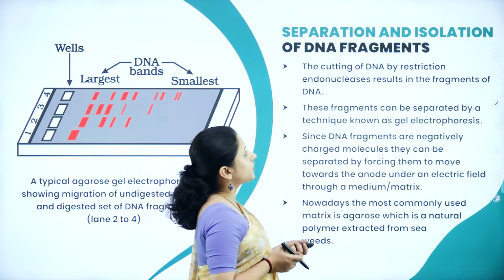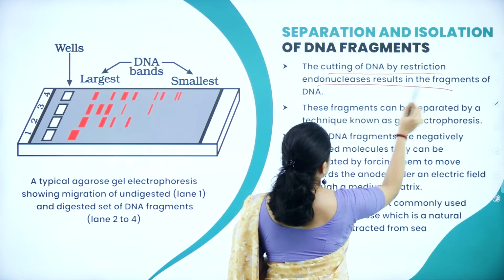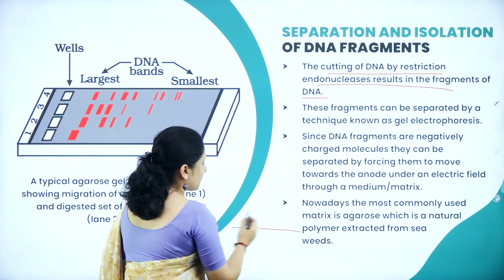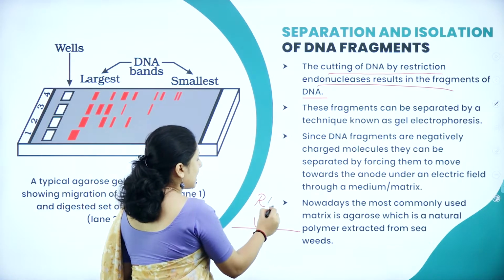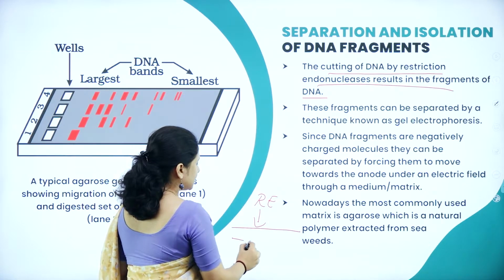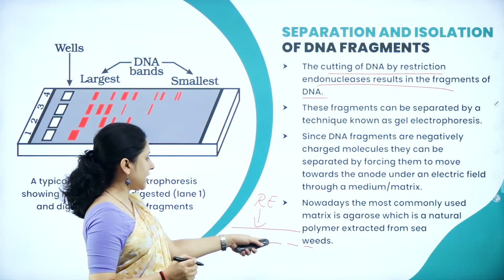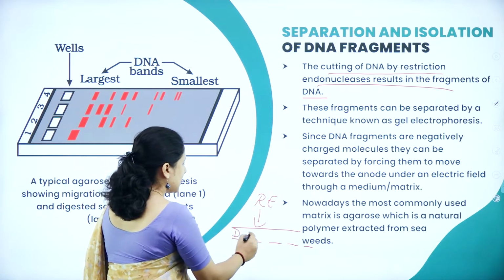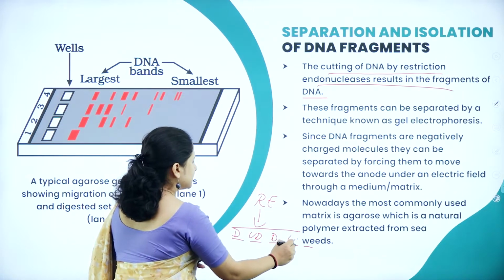Here the cutting of DNA by restriction endonucleases results in the formation of fragments of DNA, right? We have one stretch of DNA strand. To this stretch of DNA strand, we add the restriction endonuclease enzyme. This enzyme will cut the DNA. Say, for example, we have here the desired DNA and the undesired DNA.